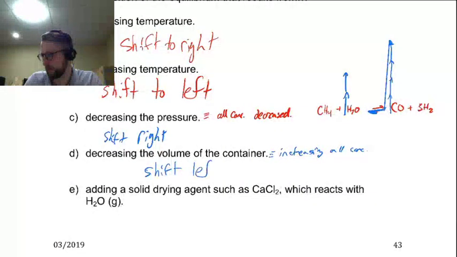left. Adding a solid drying agent such as calcium chloride, which reacts with water. So this is a weird one to sort of wrap your head around. What is that process going to be? What is a solid drying agent like calcium chloride reacting with the water? Why would that have an effect? Well, if it reacts with water, what does it do to the concentration of water?